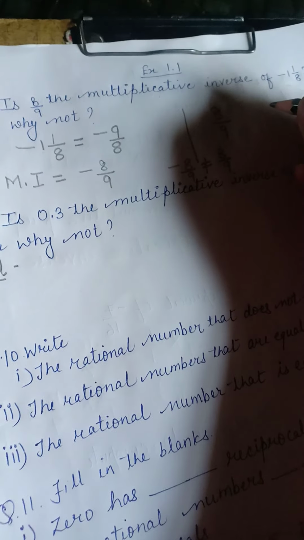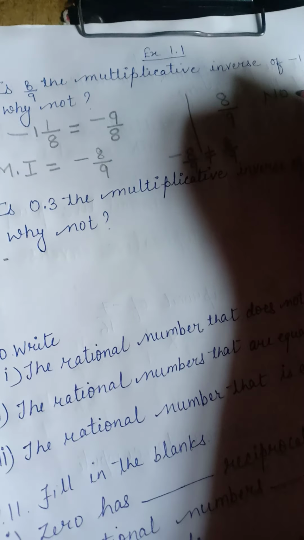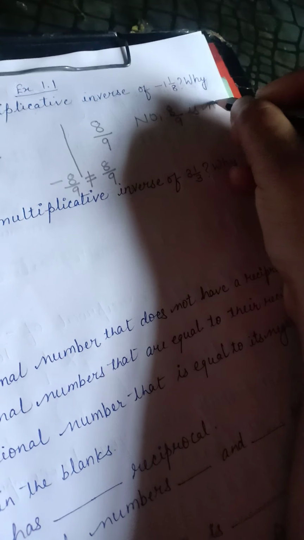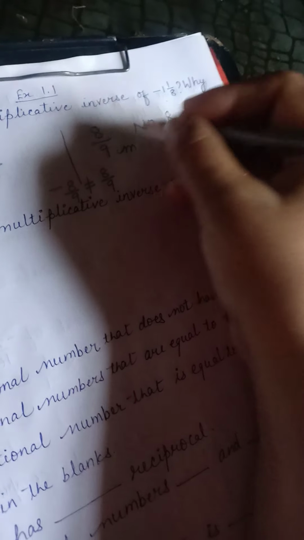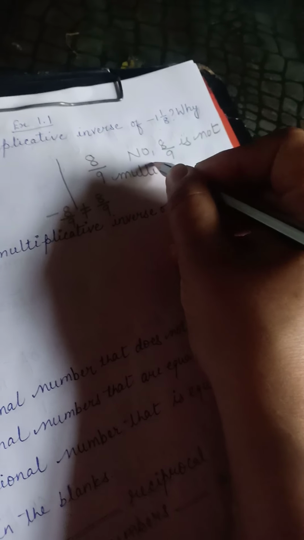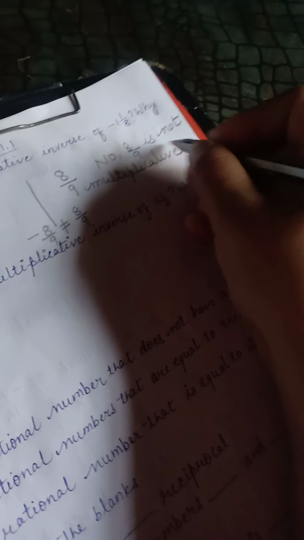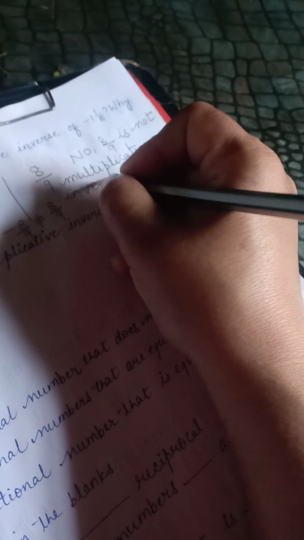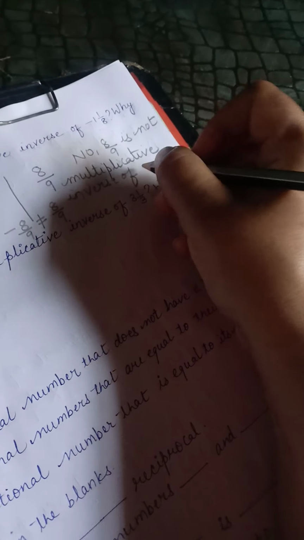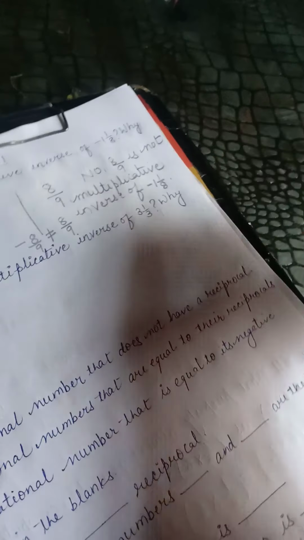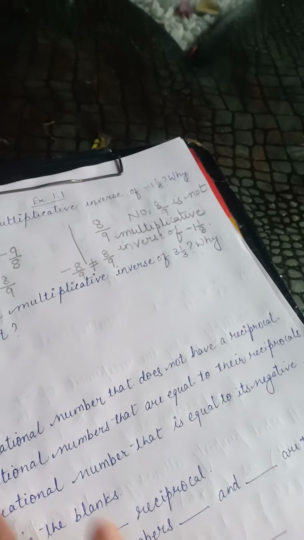So we can say that no, 8 upon 9 is not the multiplicative inverse of minus 1 1 upon 8. So we have got the answer of question number 8. Now we can start question number 9.